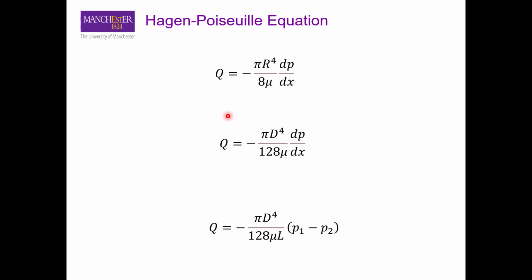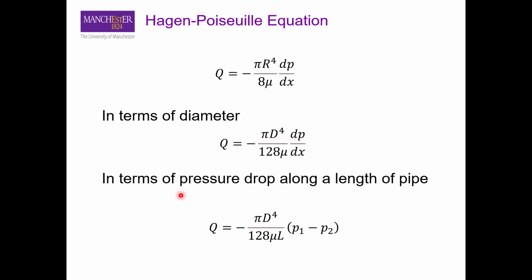We can also write this equation, the Hagen-Poiseuille equation, in terms of diameter instead of radius. If you just replace r with d over 2, we can convert this equation from r to d. We can also write it in the form of pressure drop per unit length, delta p over L. It means that if you travel a certain length of the pipe, what would be the pressure drop? The pressure is going to drop because of the friction between the layers.